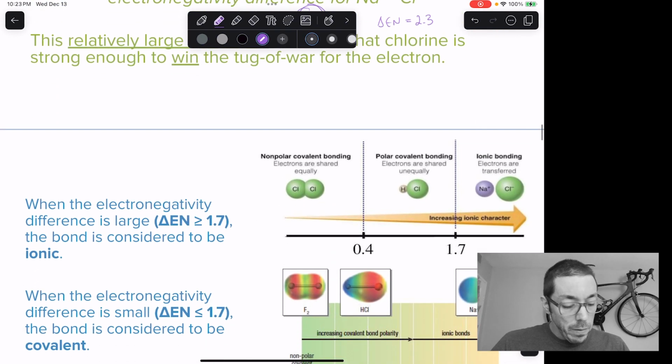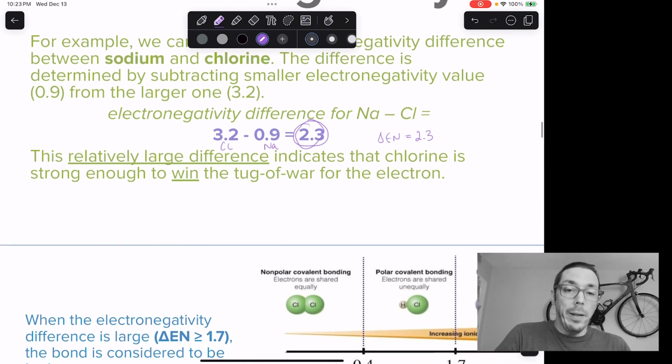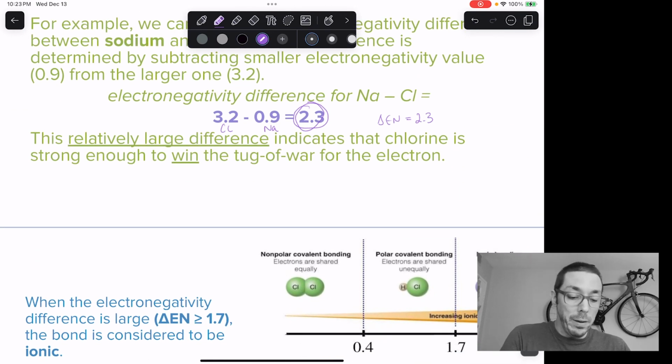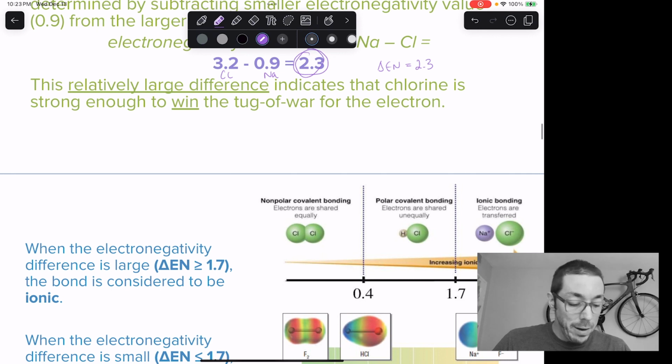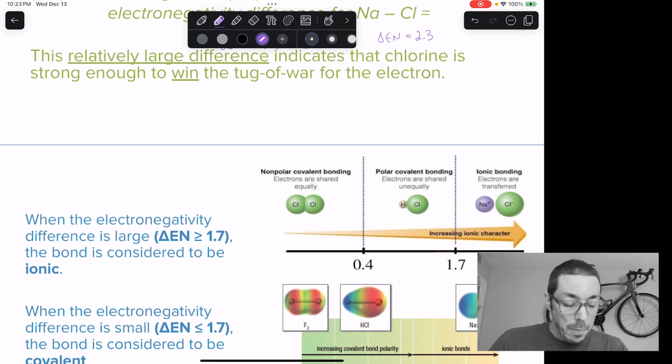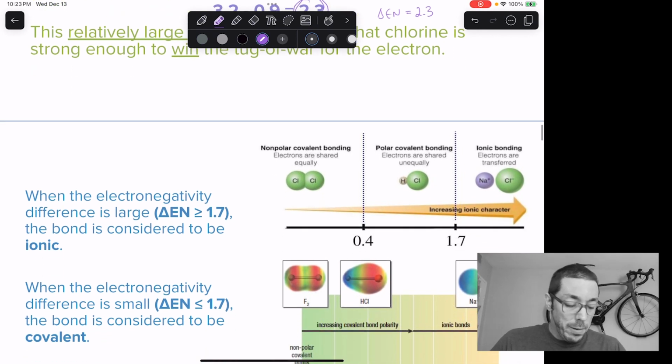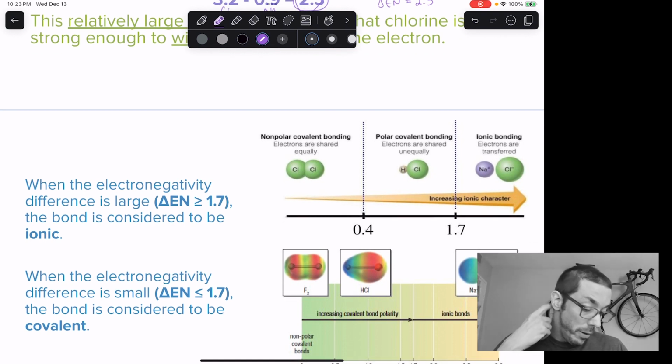So how do we actually know what values cause a bond to be covalent or to be ionic? Well, like I said earlier, it's relative. It's kind of a scale, and in chemistry we set up these artificial boundaries or artificial values to place them into categories.